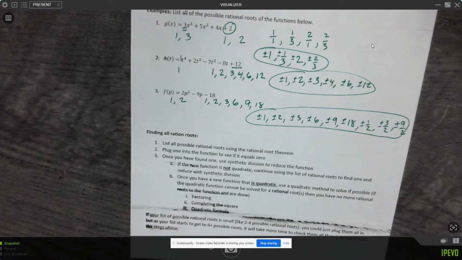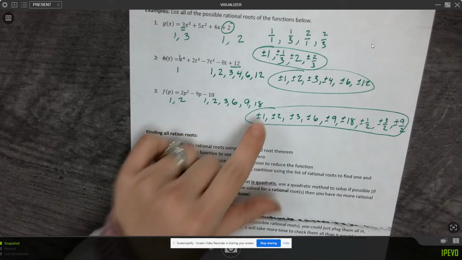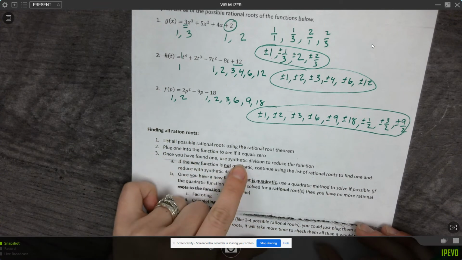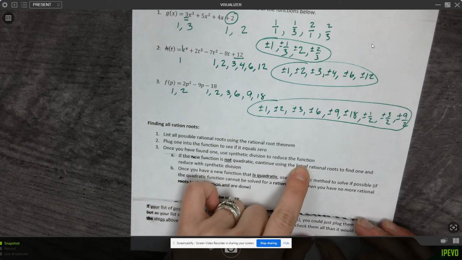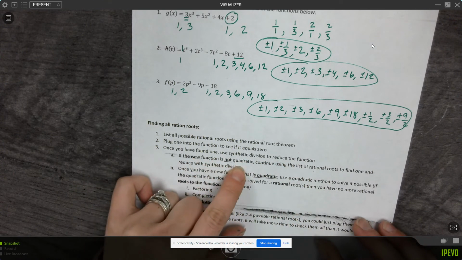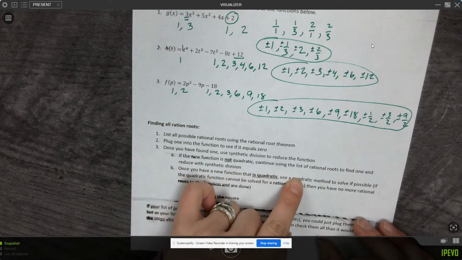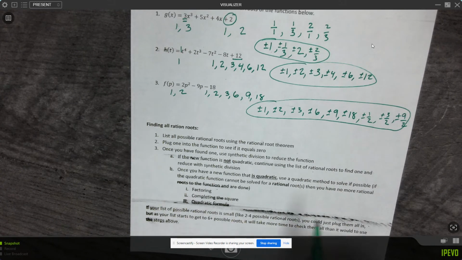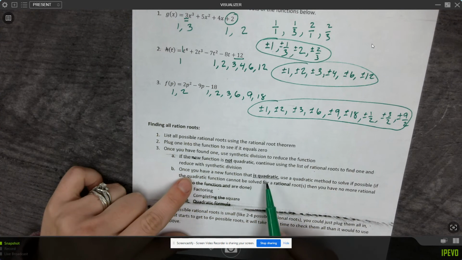Once you have one rational root, if one worked out, got it on the first try, perfect. Once you have your rational root, you're going to use synthetic division to reduce your function. If your new function is not quadratic, continue with your list. Try -1 and then 2 and then -2. You need to get it down to a quadratic because once you have a quadratic, you can factor, complete the square, or use the quadratic formula. Now, it is possible that somewhere along the way you could factor by grouping or factor a cubic, potentially. You could try that as you're going, but it will not always work. It will definitely work when you get down to quadratics.